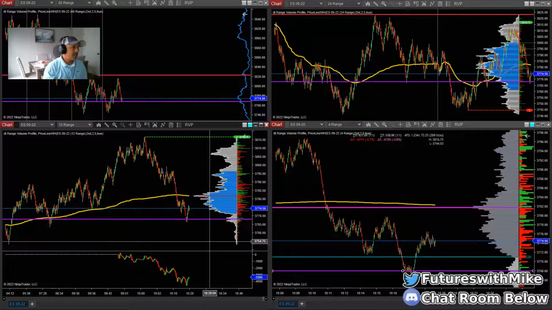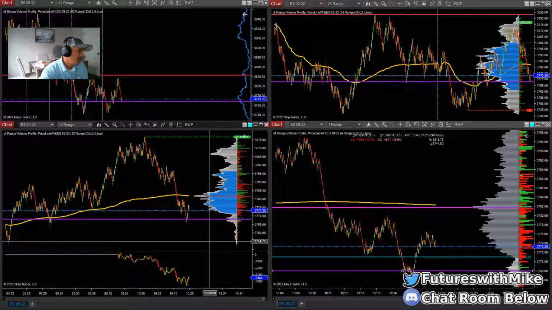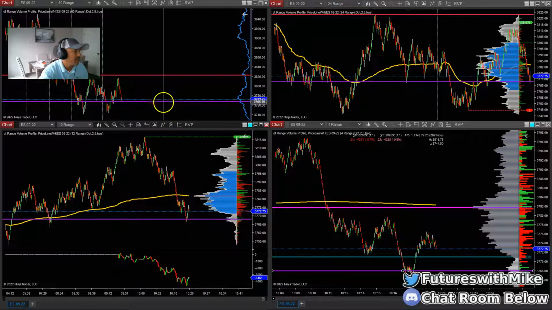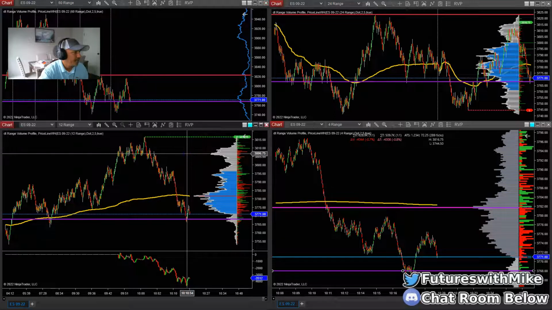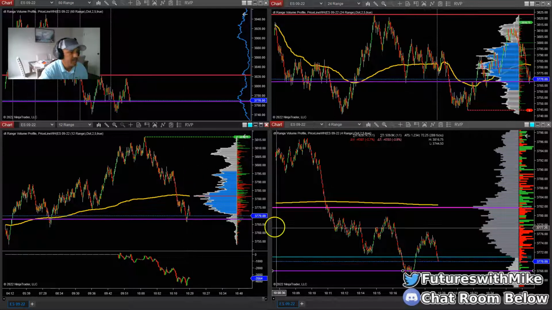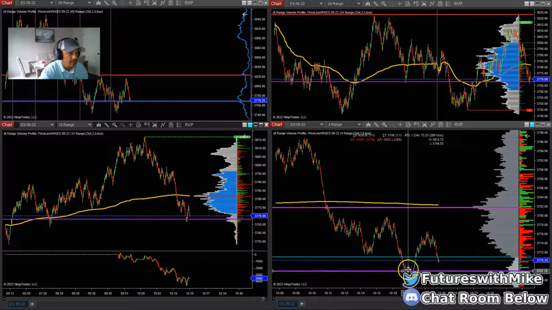So that's what I trade. I trade off supply and demand, whether I see it bouncing or tapping into an area of supply or demand off the higher time frame, the 60 range, and or I can see off the 12 range. It just depends. Okay, we may push up here and pull back. So I don't know. We'll see.